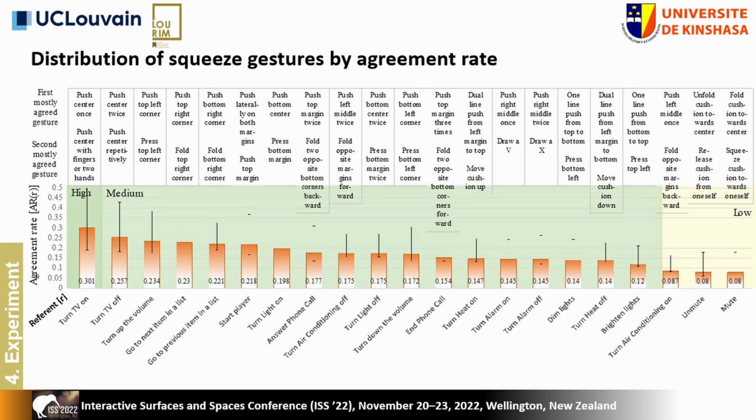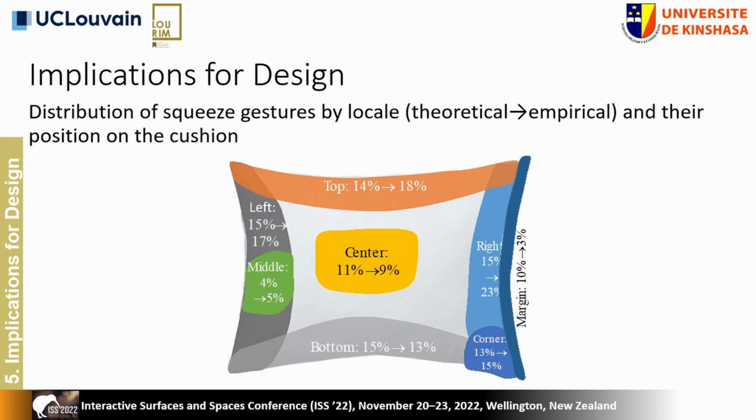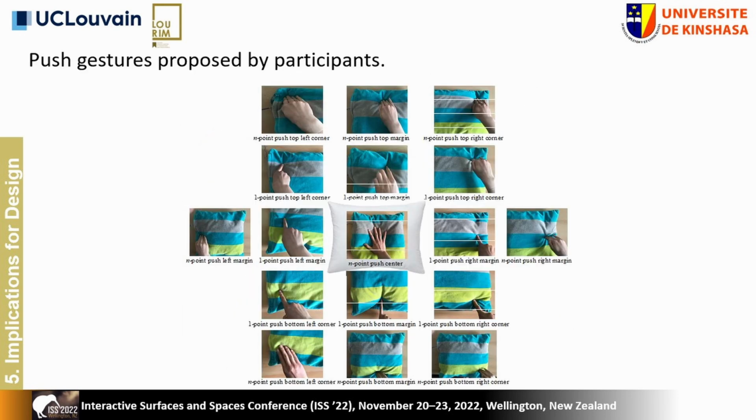We identified a wide range of gestures, which were clustered by similarity. Tasks such as turn TV on and turn TV off resulted in a very high agreement between the participants, while other tasks such as turn aircon on, mute, or unmute had very low agreement, probably because of their different levels of familiarity. Gestures were applied on different parts of the cushion depending on the task, such as turning the TV on or off, which was mainly performed in the middle of the cushion. Many gestures also involved the top and right side of the cushion.